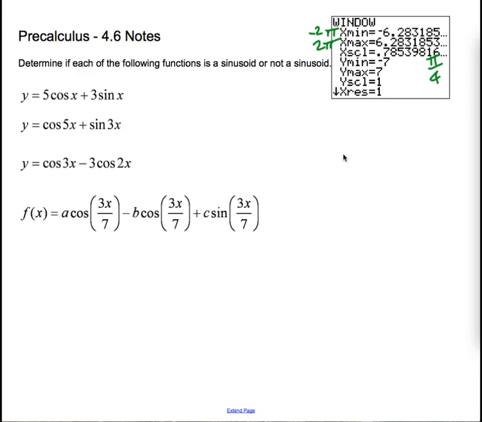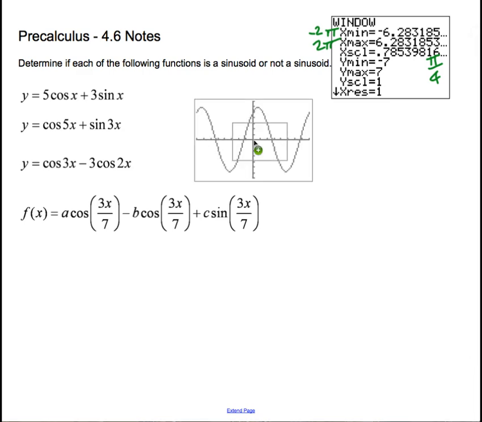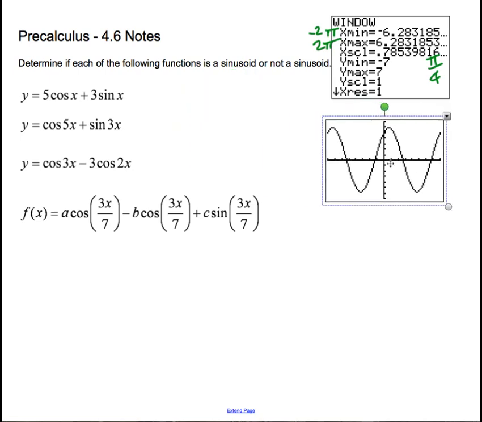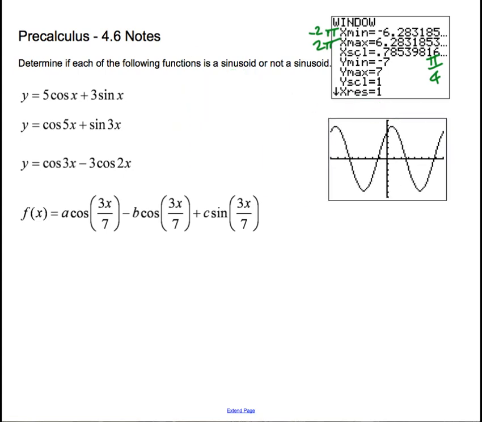So here's the first one. Let me get it over here. Here's the very first one. It looks like this. This is number A. We'll put it right here. We'll call it A. And the question is, does this look like a sinusoid or not? And I don't know. What do you think? I mean, it looks an awfully lot like a sine curve that we've seen before.